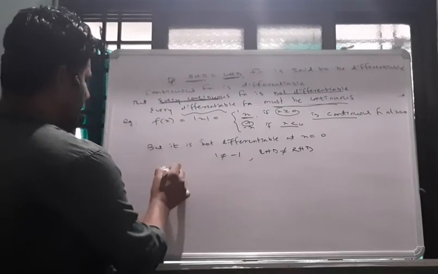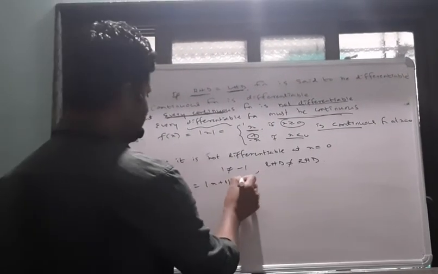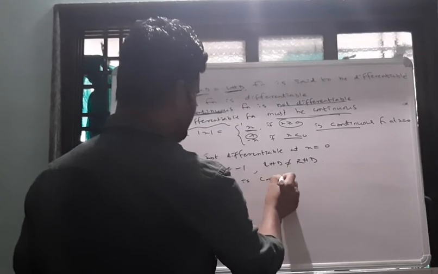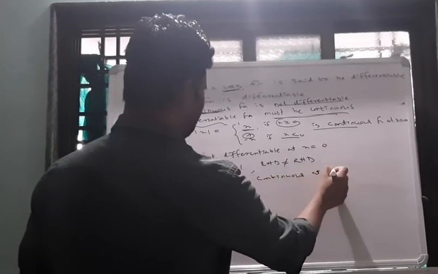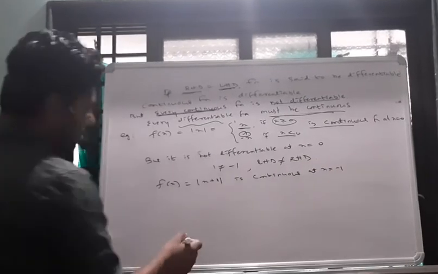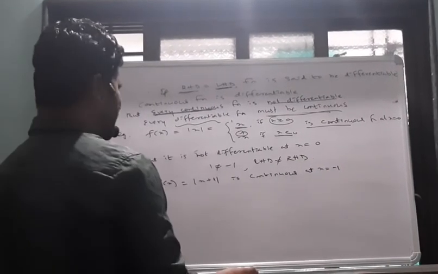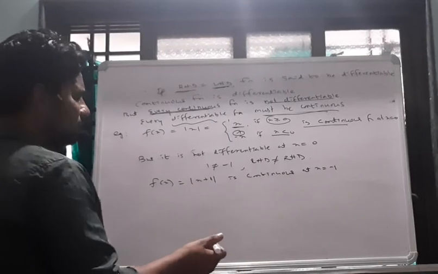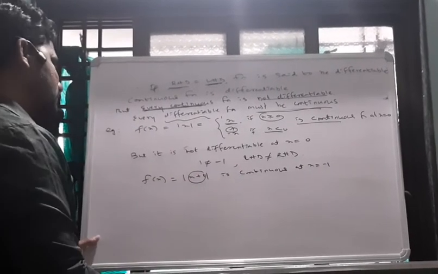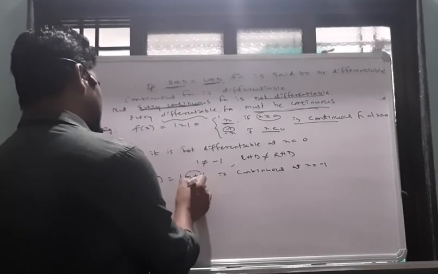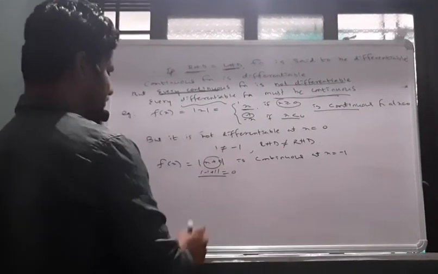We take another example, f of x equals mod of x plus 1, which is continuous everywhere. It's continuous at x equal to minus 1 also. It is continuous at minus 1 but not differentiable at x equal to minus 1. At x equal to minus 1, it is not differentiable. To make it 0, minus 1 plus 1 is 0, so x equals minus 1.